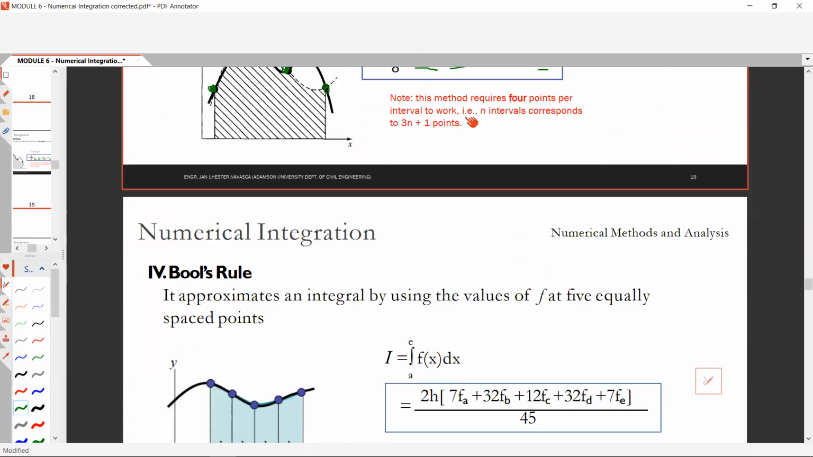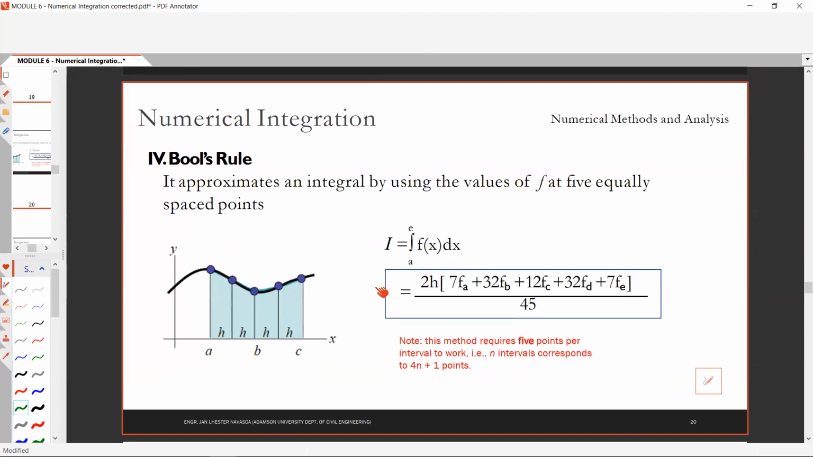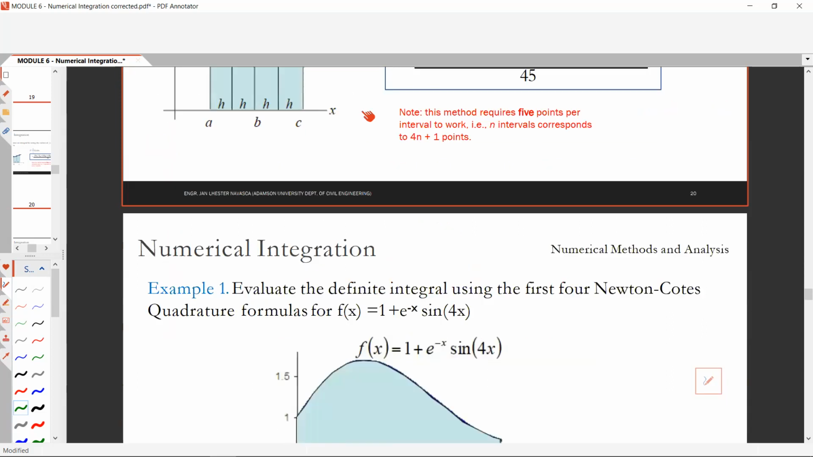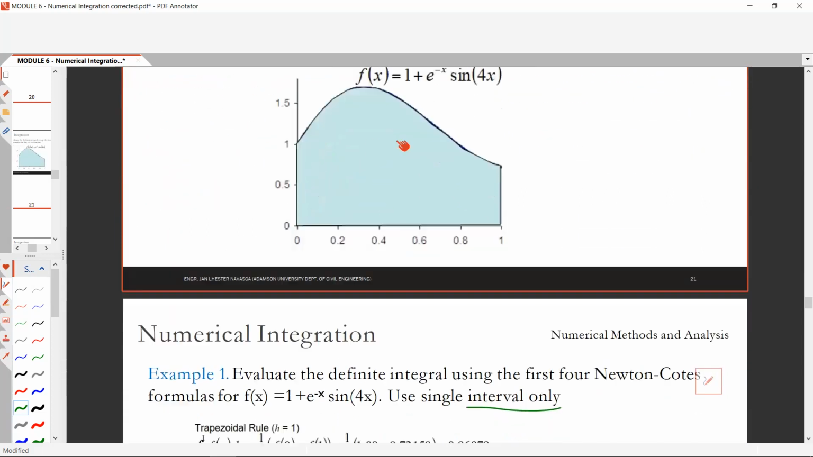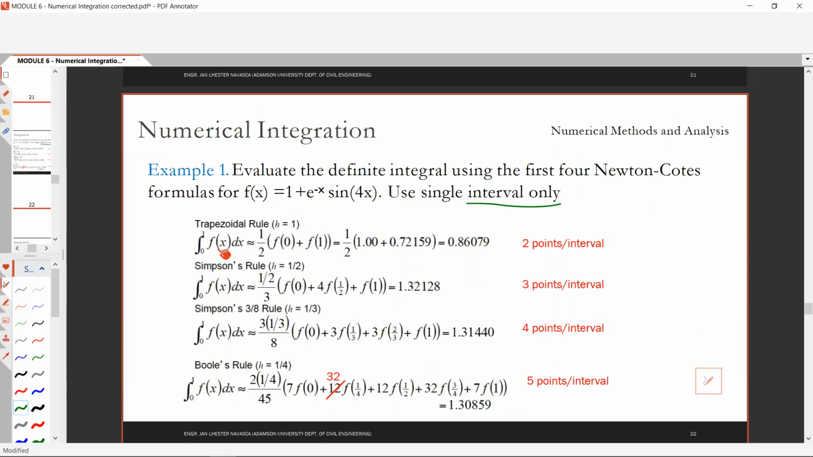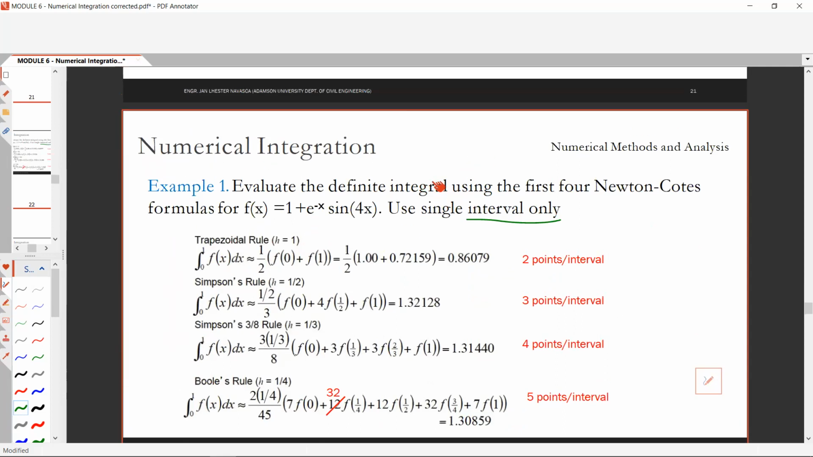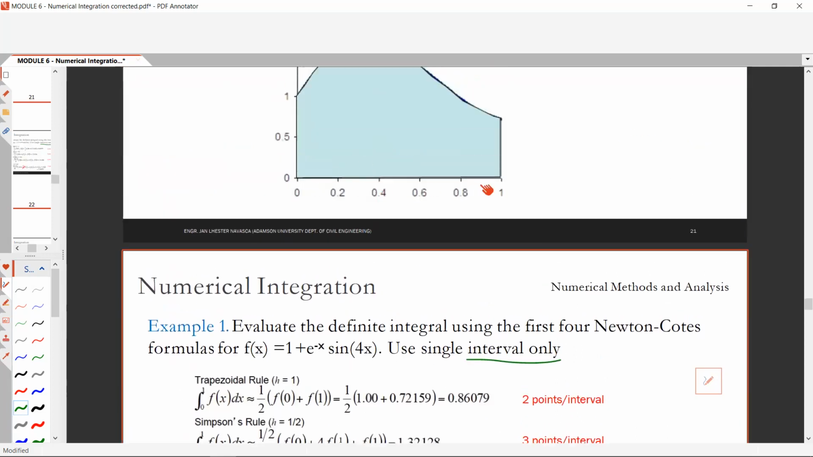Next one is the Boole's rule. Boole's rule needs 5 points: 1, 2, 3, 4, 5 points. Then the number of segments is 4: 1, 2, 3, 4. Okay. So therefore, since the problem is from 0 to 1, take note, 0 to 1.